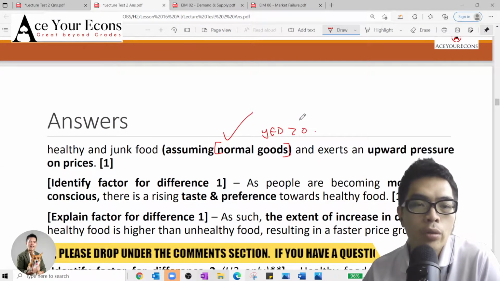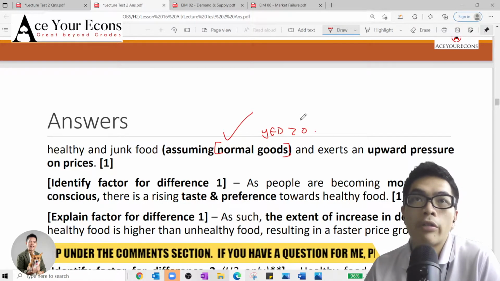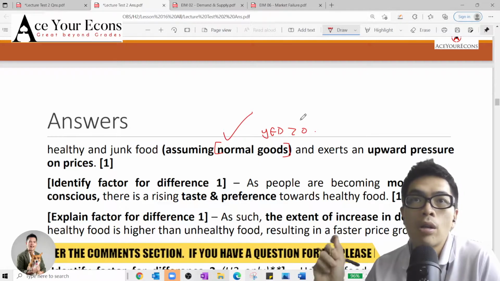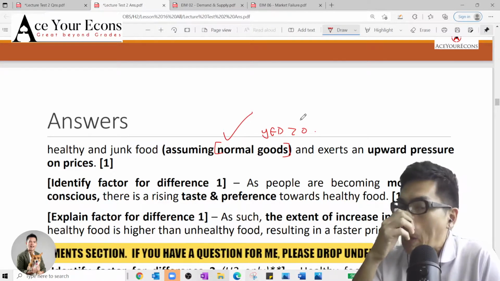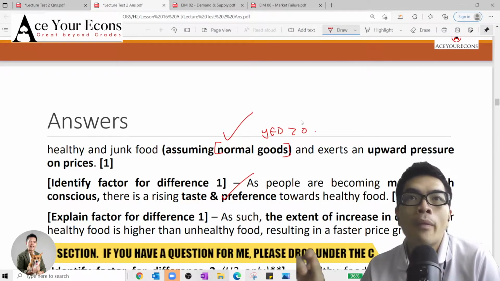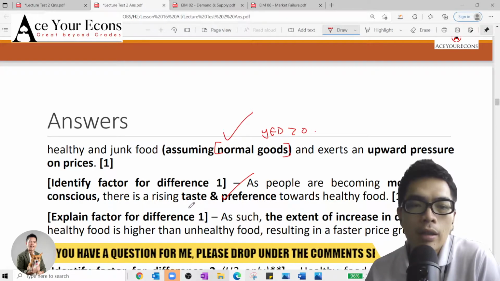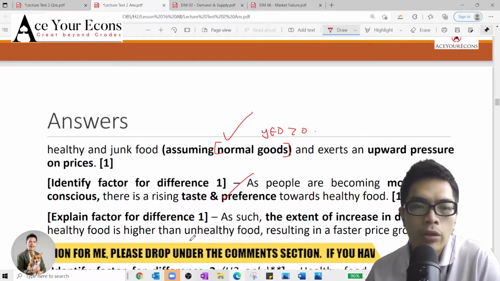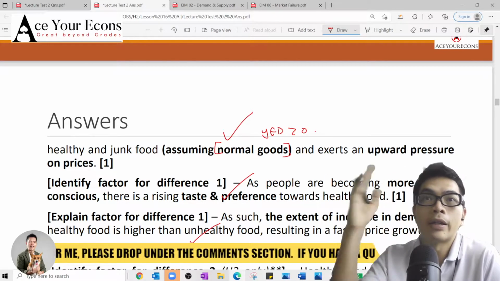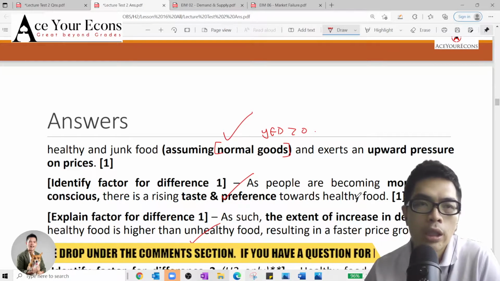Now let's move on to the difference part. We can see that the prices of healthy food increase faster. So what factor contributes to that? You can use a demand factor, taste and preference. On top of income, because of higher taste and preference towards healthy food, people are more health conscious. The extent of your demand is going to increase faster. Your demand curve for healthy food is going to shift more to the right as compared to unhealthy food. This is one way to illustrate that.